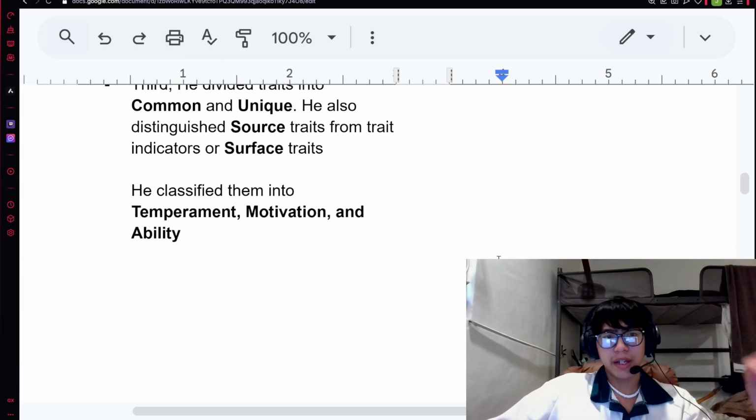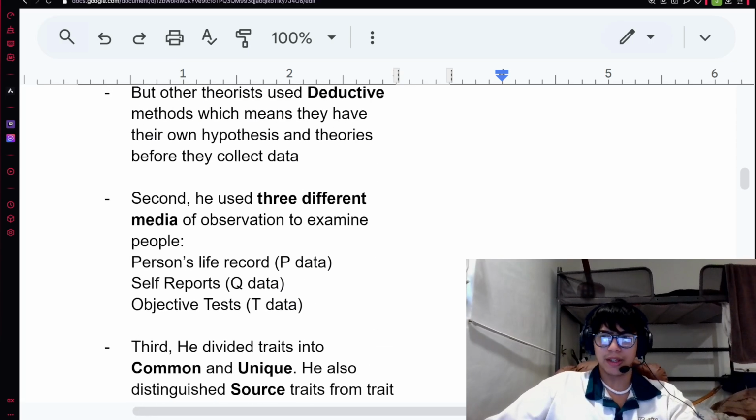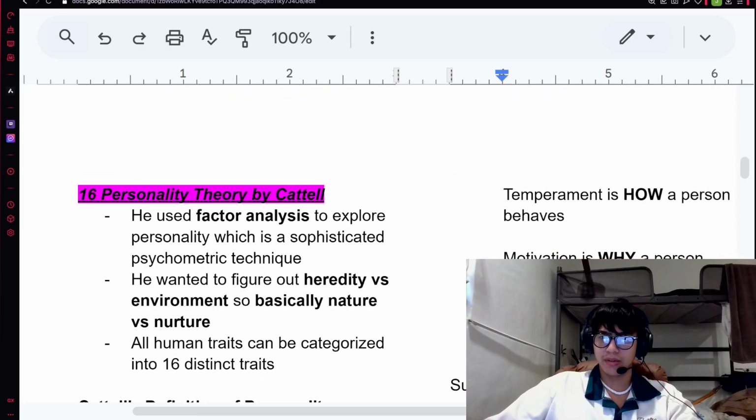Now he classified them. He classified these. What did he classify? I'm just realizing this now.